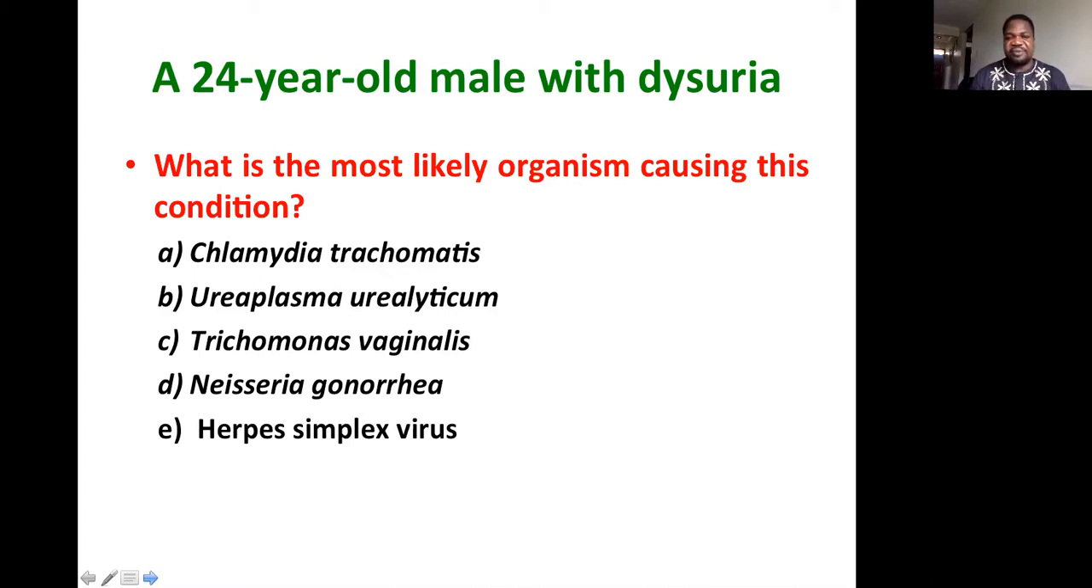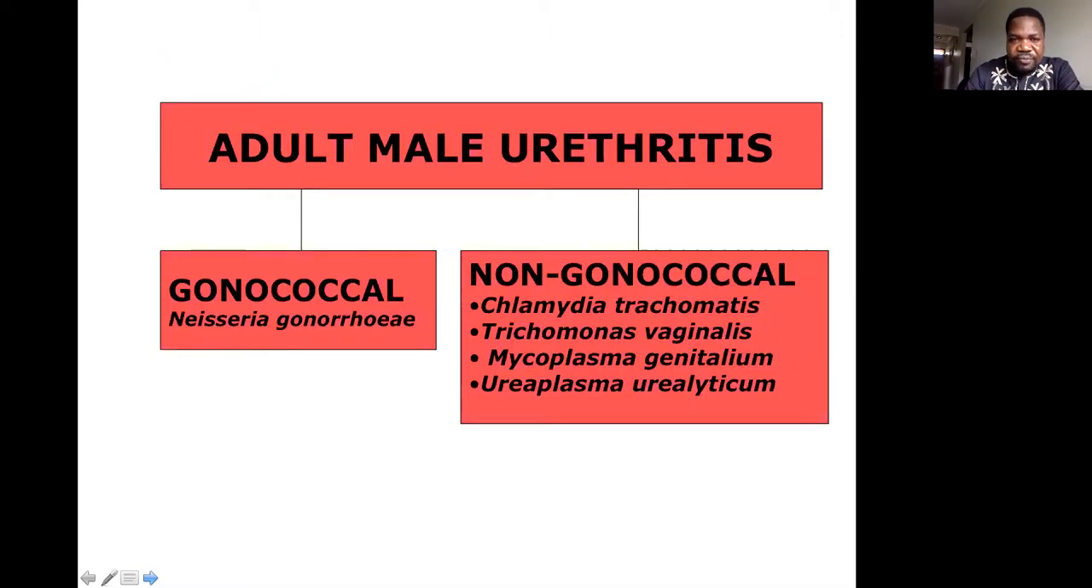So what is more common as a likely cause of non-gonococcal urethritis is mainly Chlamydia trachomatis, but we cannot 100% exclude the possibility of Ureaplasma or trichomoniasis, although they are extremely rare in males. So if you have to select one single best answer, it should be Chlamydia trachomatis in this patient. You have to suspect the possibility of infection due to Chlamydia trachomatis. Okay, so this is the approach to an adult male urethritis case.